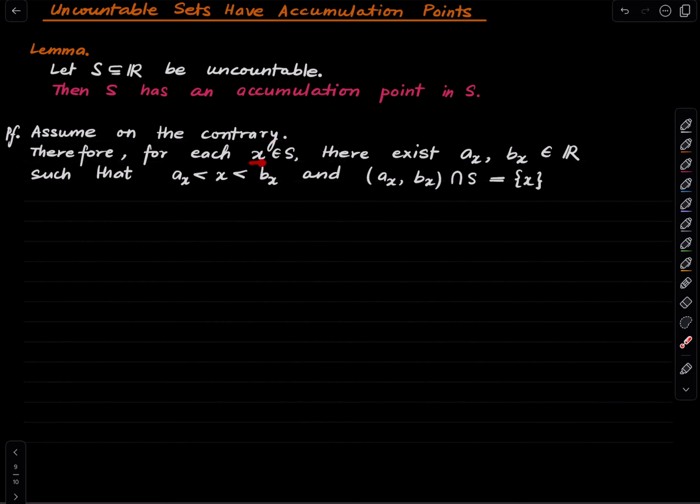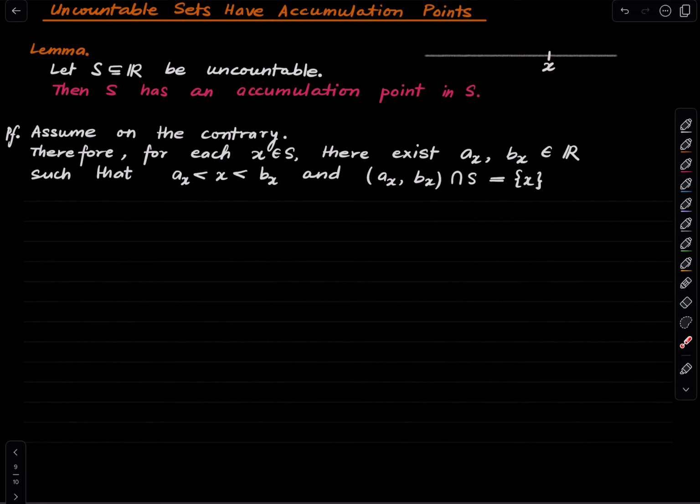So you take an arbitrary, or you take any x in the set S. This has to be isolated in S under our assumption. So you should be able to find a neighborhood of x which intersects S only in x. Pictorially, you have the point x. All we are saying is you can find a neighborhood around it, or in fact an open interval around it, such that this open interval only intersects the set S in x. That is, this is isolated in S.